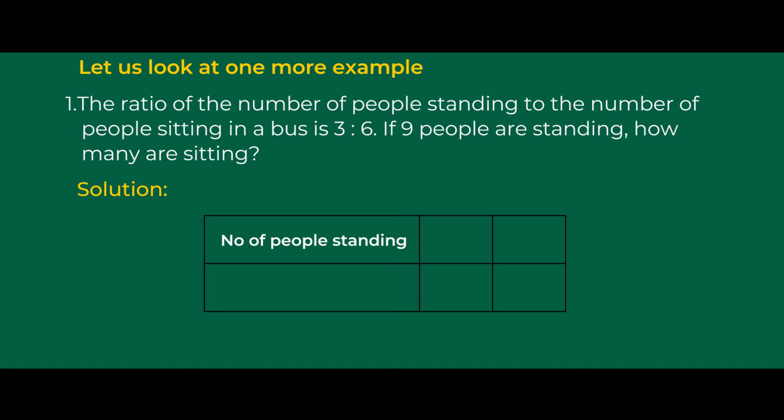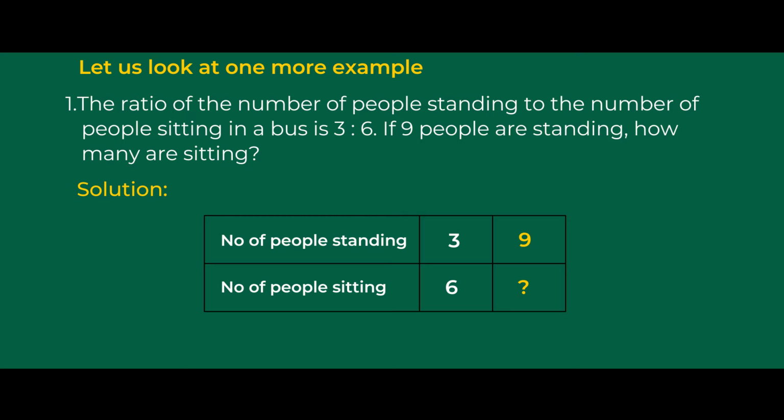Number of people standing, 3, right? 3 people are standing and 6 people are sitting. Now what is our question? Our question is to find out the number of people sitting when 9 people are standing. So when you are solving this question, you just have to reflect the knowledge of ratio which we already learned.